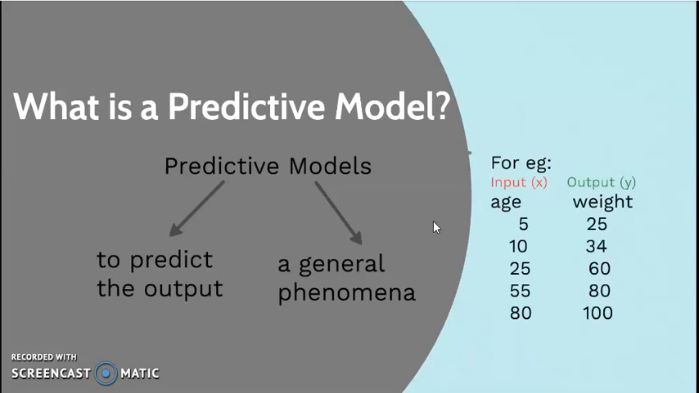For example, on your right hand side, you can see input variable x, that is nothing but the age of a person. You can see output variable y, that is nothing but the weight of a person. If the age is 5 years, the weight is 25 kgs. If the age is 25 years, the weight is 60 kgs. If the age is 80 years, the weight is 100 kgs.